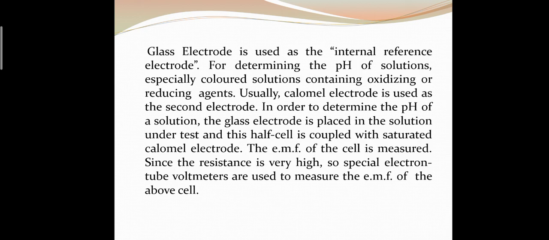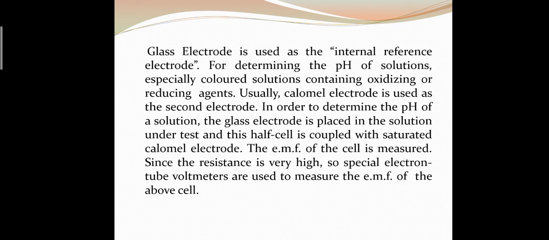In order to determine the pH of the solution, the glass electrode is placed in the solution under test, and this half cell is coupled with a saturated calomel electrode. The EMF of the cell is measured with the help of a potentiometer.